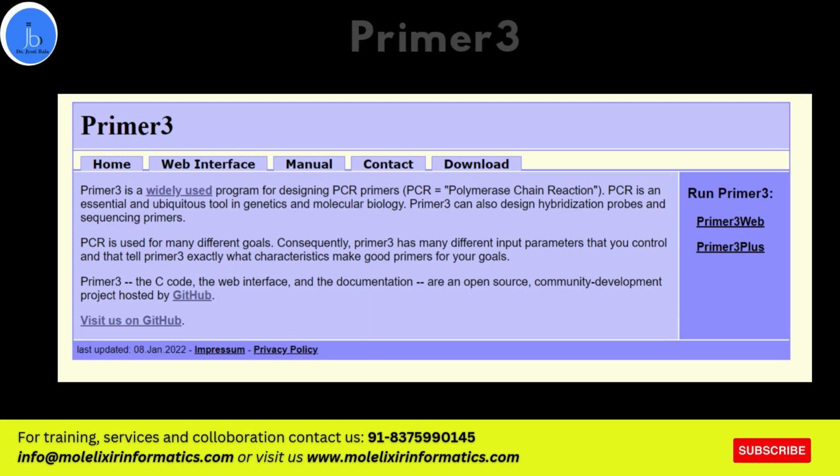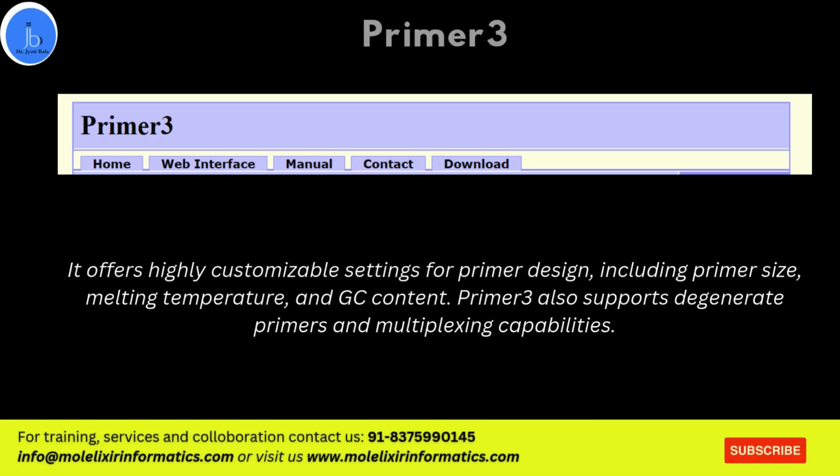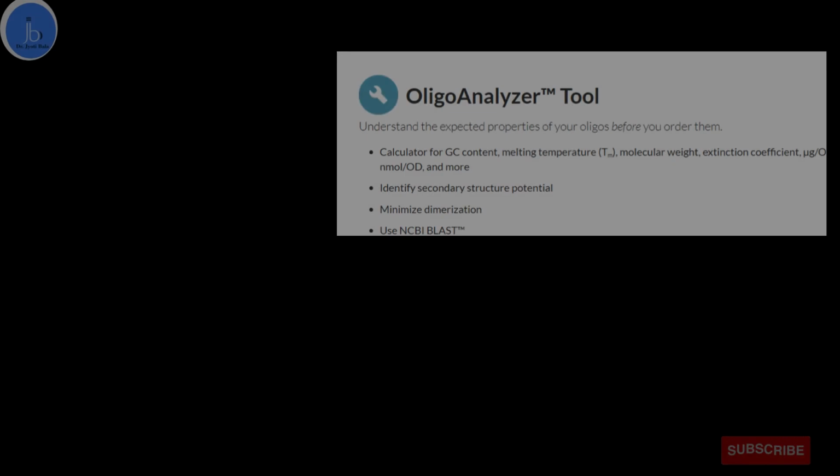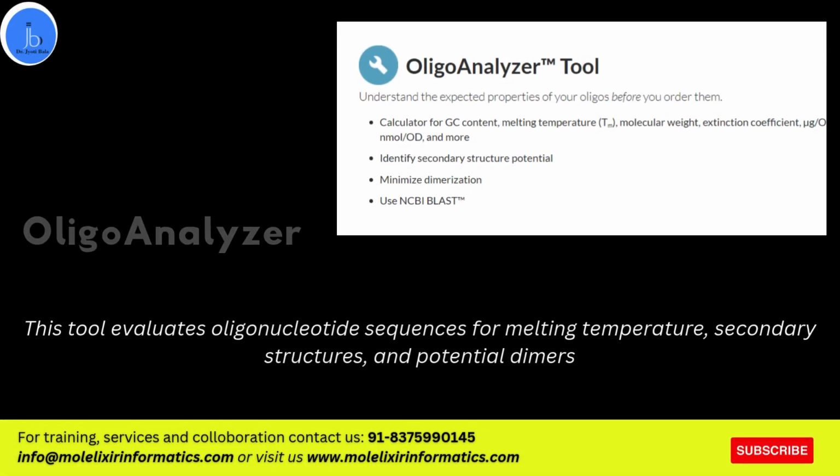The key feature of Primer3 is that it offers highly customizable settings for primer design, including the primer size, melting temperature, and GC content. Primer3 also supports degenerate primers and multiplexing capabilities. The next one is OligoAnalyzer. This one is also utilized for analysis of oligonucleotide properties. This tool evaluates oligonucleotide sequences for melting temperature, secondary structure, and also for potential dimers. It helps to ensure the design of primers that are suitable for PCR and other applications.